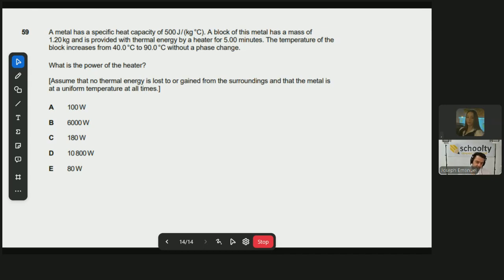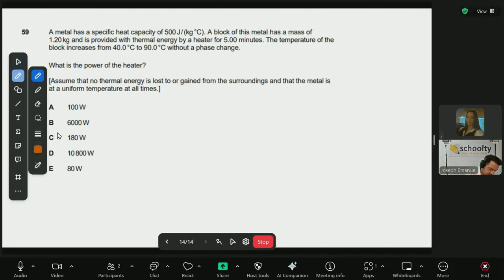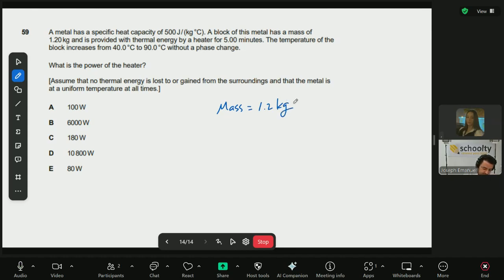So basically the question here is how much power we need to heat up the metal temperature. Okay, so let's summarize what information we have here. We have the mass, 1.2 kilograms, correct? Yeah. Okay.